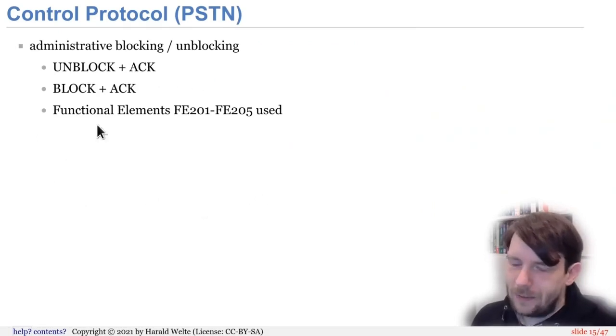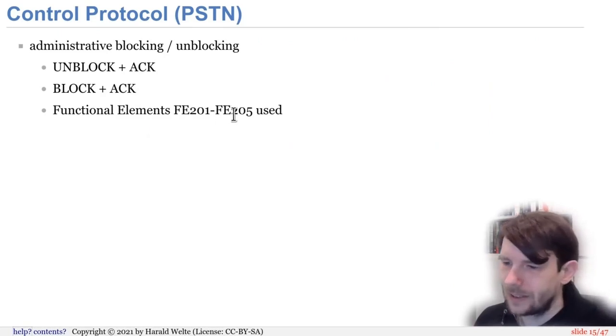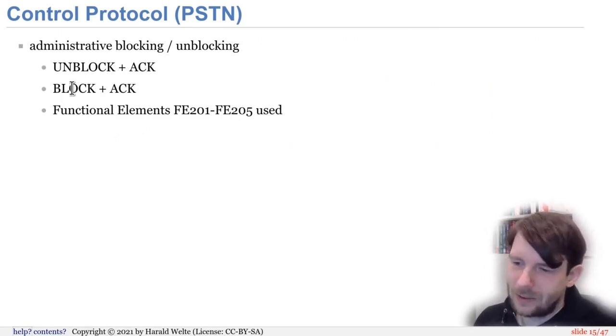So in PSTN, we have basically the following messages. We have unblock and unblock ACK, and we have block and block ACK for those two procedures. And there's a couple of so-called functional elements that are used. As I said, these functional elements are sort of primitives that are included in those messages and sent back and forth between the finite state machines. The specifications always work in the way that they specify a finite state machine for a given part of the functionality in the access network and a finite state machine in the local exchange. And then there are these messages going across the V5 interface, how those two talk to each other.